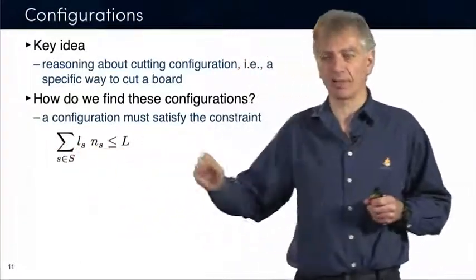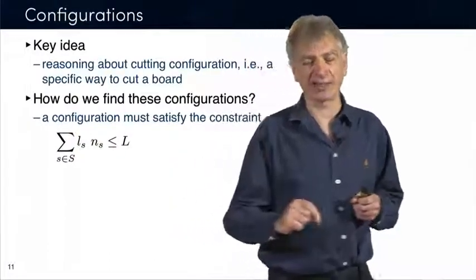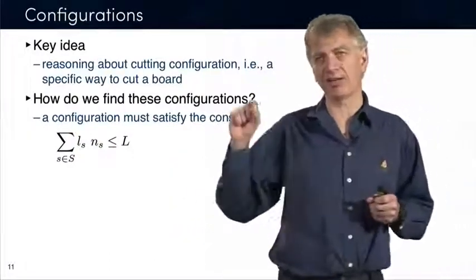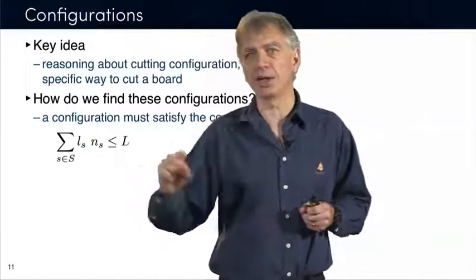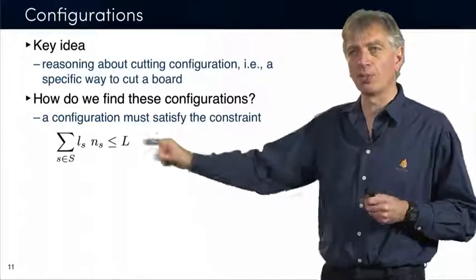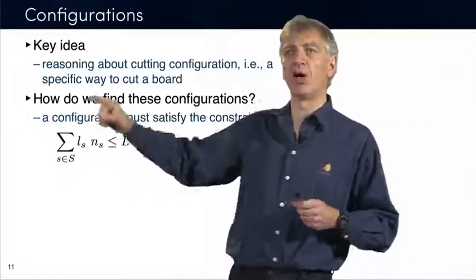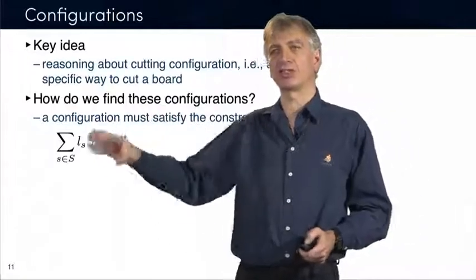So if we are trying to characterize a configuration, we're going to look at this number, NS. So how many shelves of type S are we producing in that configuration? And we obviously want to make sure that when you take this type S, multiply by the size LS, you are smaller than the length of the big board. So every one of these configurations is going to satisfy that.